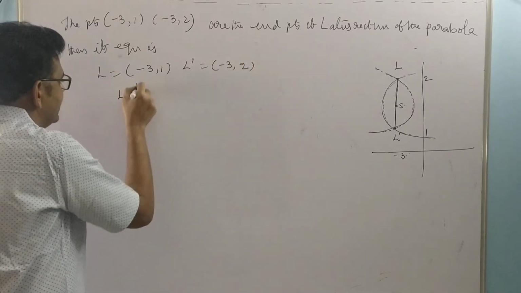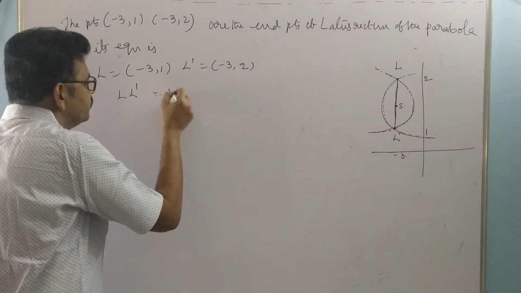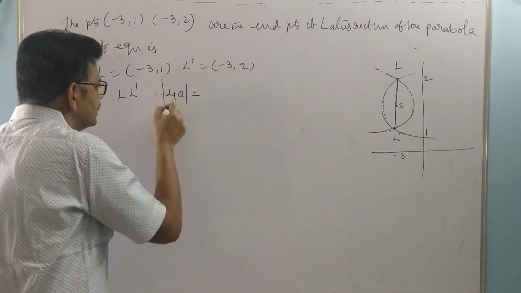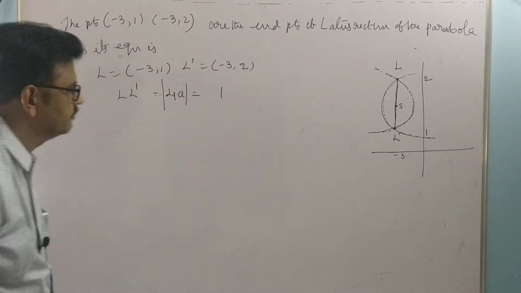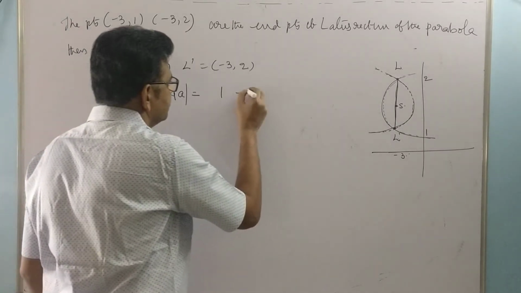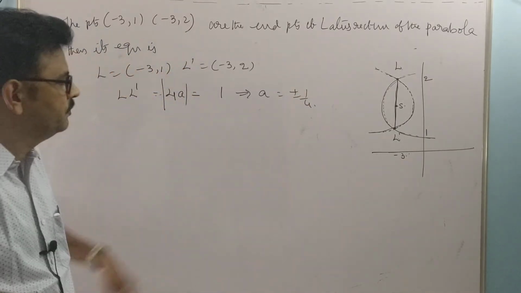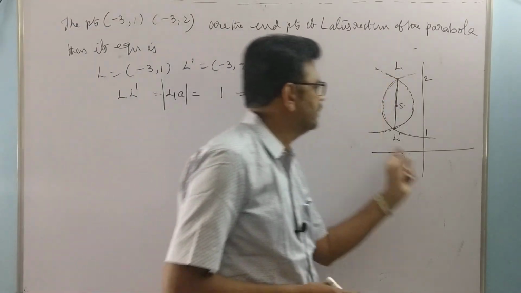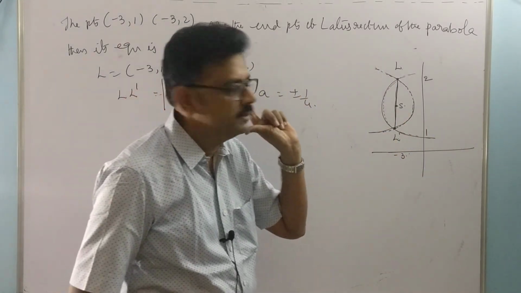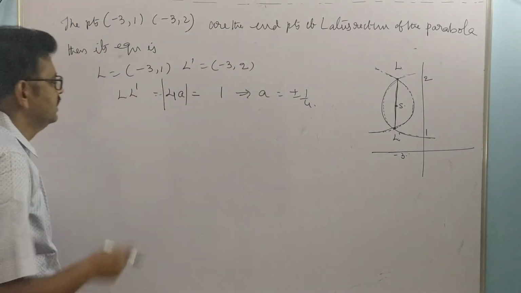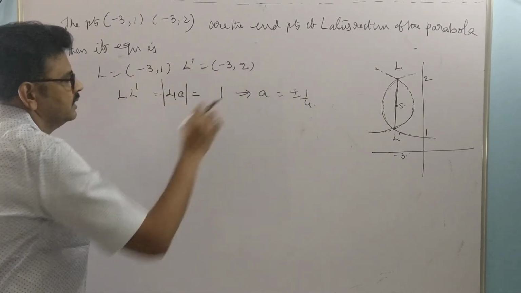Therefore LL dash means length of latus rectum, that is equal to 4a, that is mod 4a. Length means distance between the 2 points, that is 1. This implies a is equal to plus or minus 1 by 4. If a value is plus 1 by 4, this is the parabola. If a value is minus 1 by 4, there is a chance this is the parabola. So the length of latus rectum, that is 4a, is the distance between these 2 points, that is 1.